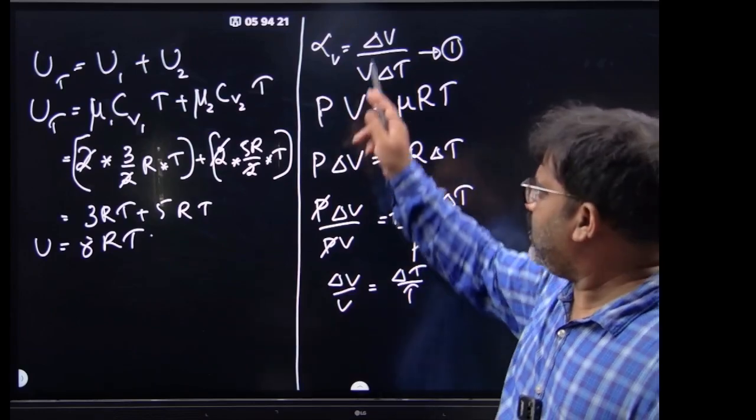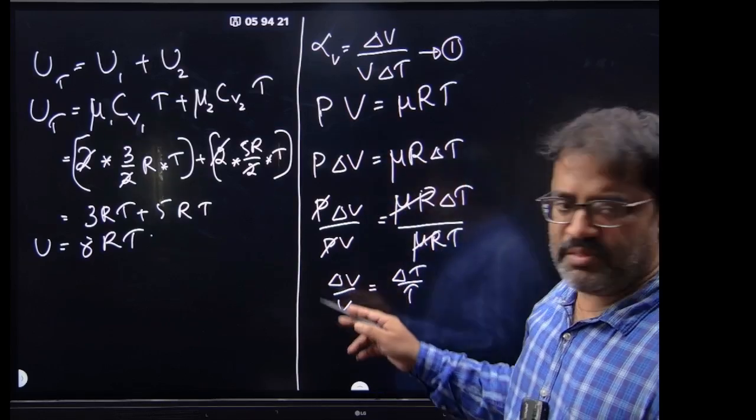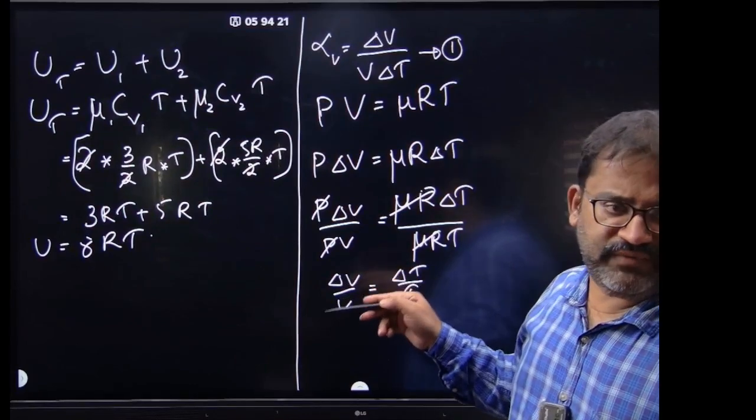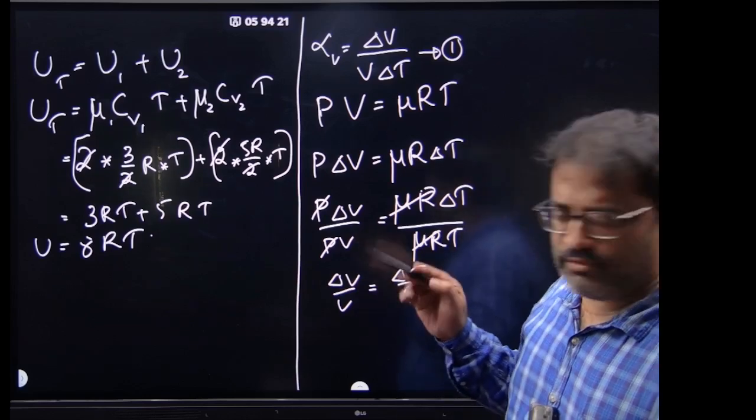But what do I need? I need delta V by V delta T. On the left hand side I have delta V by V. Now take this delta T to this side. Then what are you going to get?